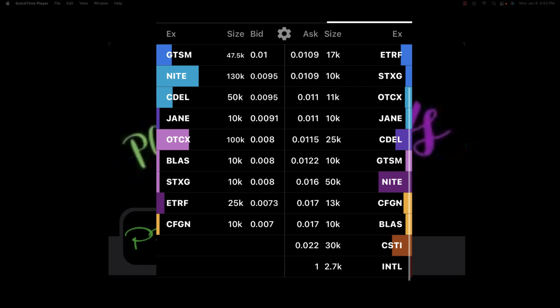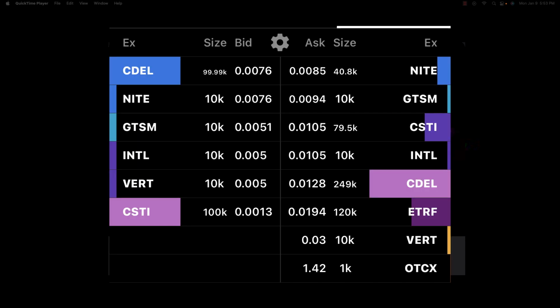They're all on there on the right side. So BLAS, CFGN, they're back at 017, so they're not as active as the diluters on the top. They still can dilute from anywhere on the ask, but they're more likely to dilute from towards the top of the ask. The second pick, this is more of a bigger spread pick, kind of like the other one as well, but that just means there's not as much volume flowing through the stock at that time.